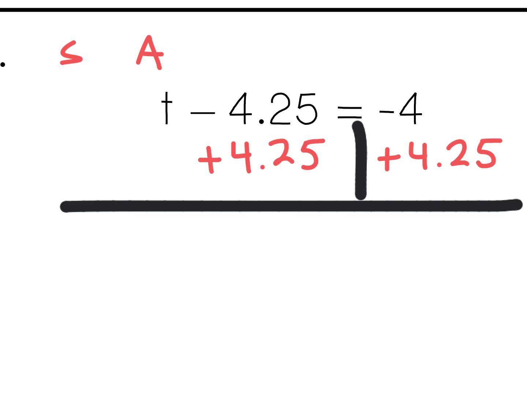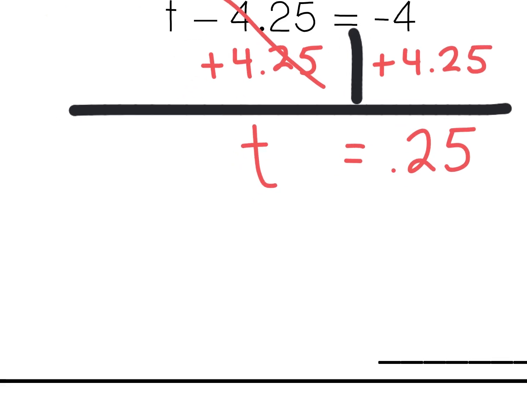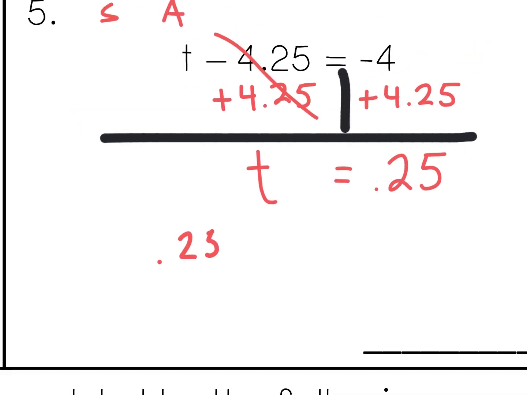So, what's left on the left side? These things cancel, and we just have T equals. Later on, it'll be harder to do it in your head, so that's why I'm going to just write it out like this. Okay? And what is negative 4 plus 4.25? 0.25. Okay? So let's plug that back in. 0.25 minus 4.25 equals negative 4. Is that true?